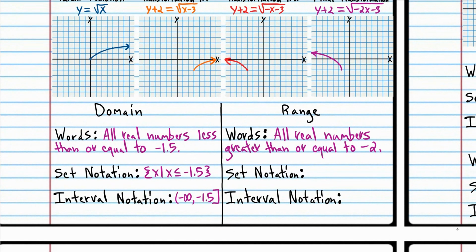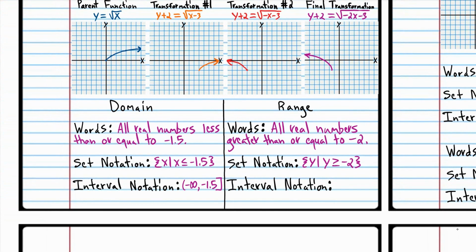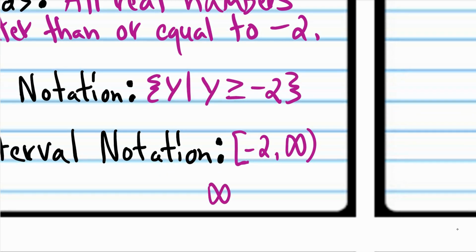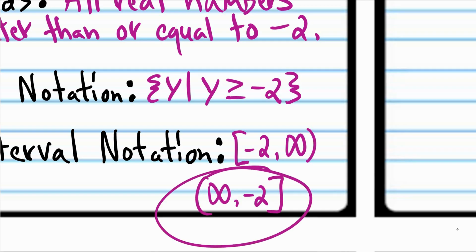In set notation, we say the range is the set of all y values such that y is greater than or equal to negative 2. And in interval notation, we write a bracket, negative 2, and then positive infinity with a parenthesis. Again, the smaller number, whether it be the domain or range, the numbers have to increase as we go left to right. So if you write infinity over here, and a comma and a negative 2, and then a bracket over here, this notation has no meaning in mathematics.